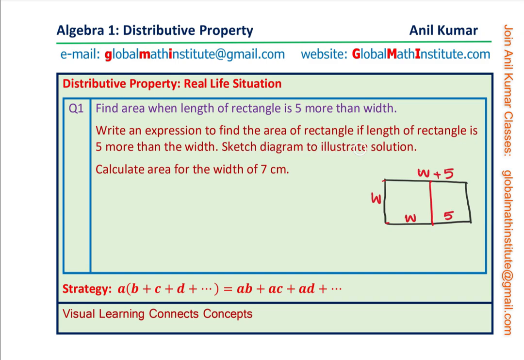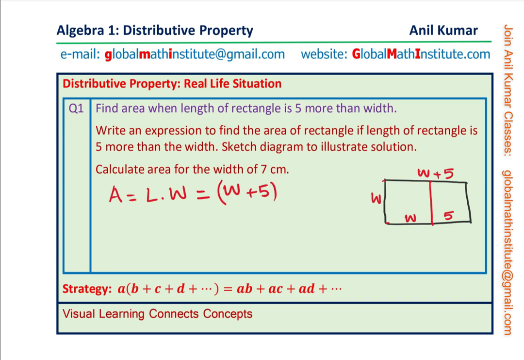So we have sketched a diagram to illustrate our solution. We're going to illustrate the solution just now, but to represent the situation, we have made a diagram, correct? Now we have to write an expression for area. As you know, area is the product of length and width, right? Area is length times width. And in our case, we say that length is W plus 5, right?